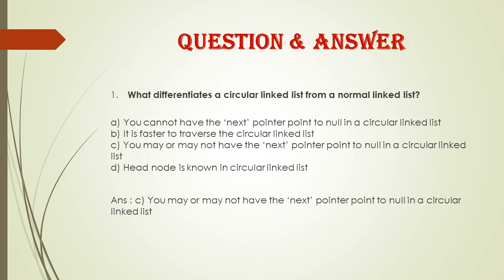Now we will move on to the question and answer section. The first question is, what differentiates a circular linked list from a normal linked list? Option A is, you cannot have the next pointer point to null in a circular linked list. Option B is, it is faster to traverse the circular linked list. Option C is, you may or may not have the next pointer point to null in a circular linked list. Option D is, head node is known in circular linked list. The answer is option C. You may or may not have the next pointer point to null in a circular linked list.